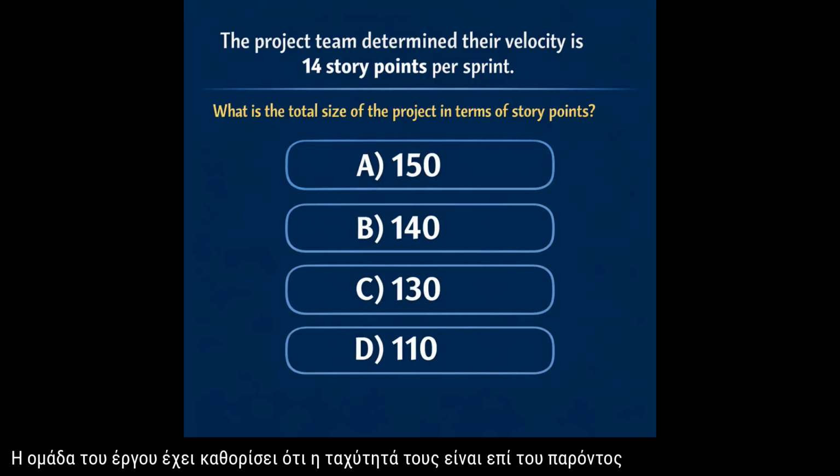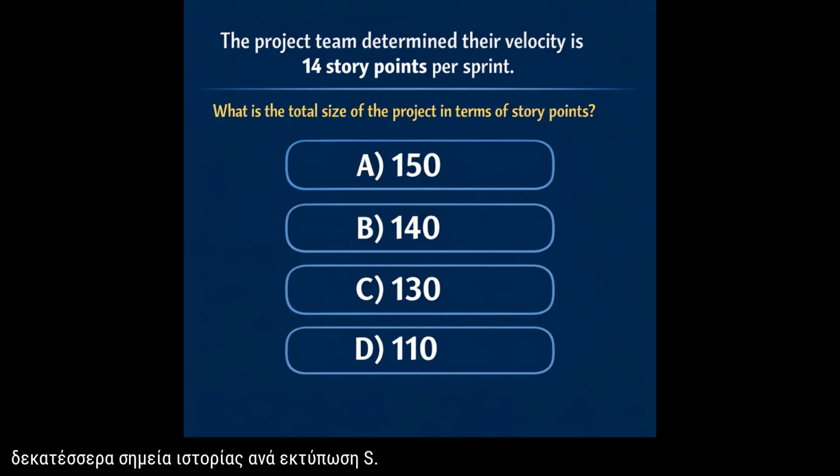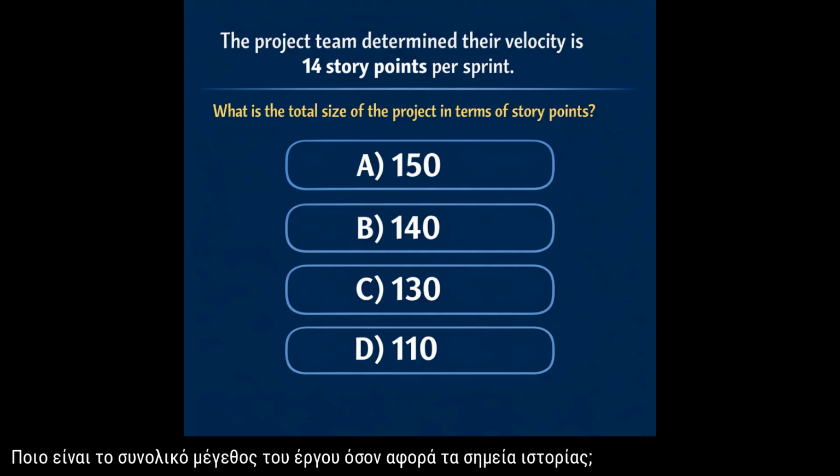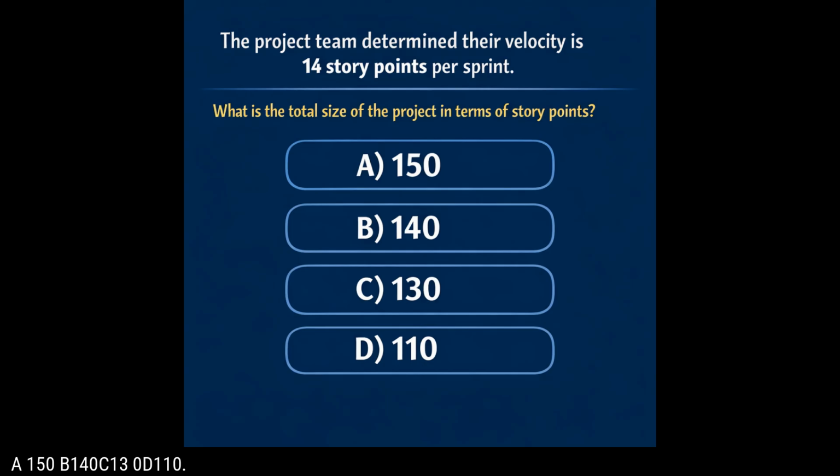The project team has determined that their velocity is currently 14 story points per sprint. They need to calculate the total size of the project in terms of story points. What is the total size of the project in terms of story points? A. 150, B. 140, C. 130, D. 110.